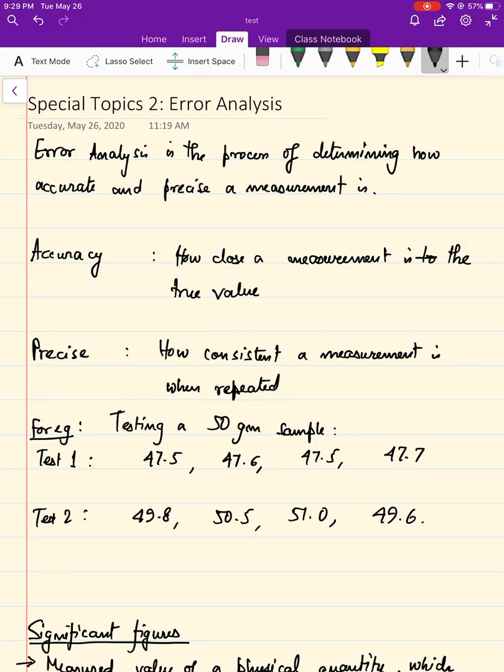Hello everyone. So today we will be talking about a special topic which is a continuation from the units and dimensions that we discussed in the last lecture, and this is about error analysis and a very fundamental concept when we are trying to solve problems and seeing what exactly our measurements lead to. So to start with, let's start with the definition of error analysis, and we see that it is the process of determining how accurate and precise a measurement is.